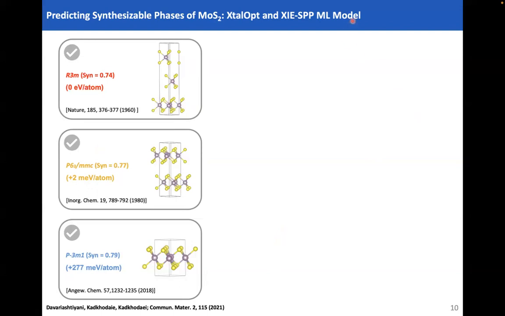Now, in this context, there is a machine learning model which can predict the synthesizability of a chemical compound. It's developed in Kat Khodai's group in Chicago and called XIESPP. So for this test run, we interfaced Xtlopt with this external machine learning platform. At each stage, we use the synthesizability likelihood of the candidate structure from this machine learning model and use that as input for the generalized fitness in the multi-objective search process.